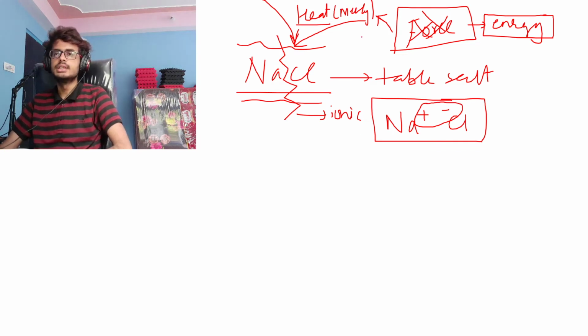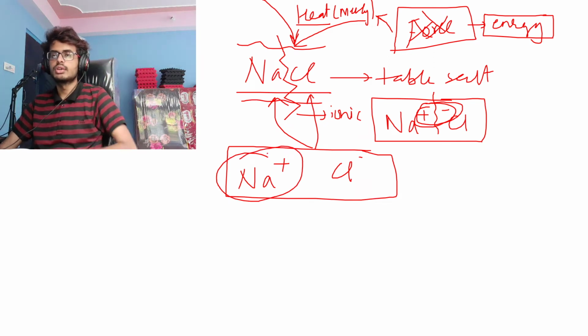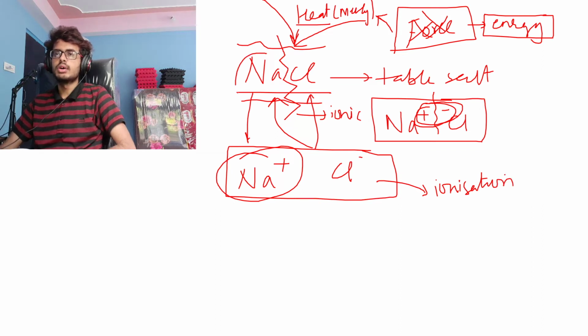And when I heat or melt them, this force of attraction between the positive and the negative is somewhat lost, right? And because of that, the sodium ion is free and the chloride ion is free. So this is known as dissociation. If a chemical compound splits up into its constituent parts, that process is known as dissociation. And this process can also be termed as ionization, right? Ionization means the same thing.